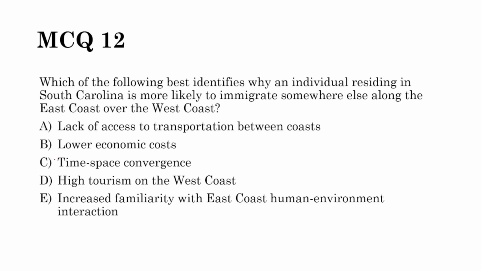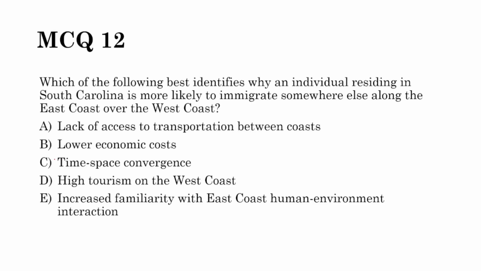12. Which of the following best identifies why an individual residing in South Carolina is more likely to immigrate somewhere else along the East Coast over the West Coast? And something that's coming to my mind is distance decay. You're more likely to travel short distances than long distance because you're more familiar with the area and there's less energy in going short distances. If I run a mile compared to 3 miles, it's shorter energy to run 1 mile. I'm not going to be as out of breath. It's not going to be as difficult to do.